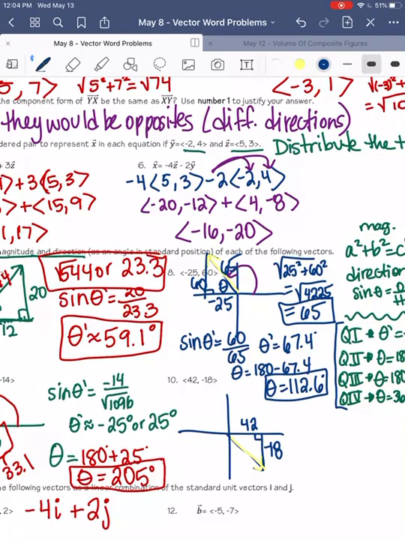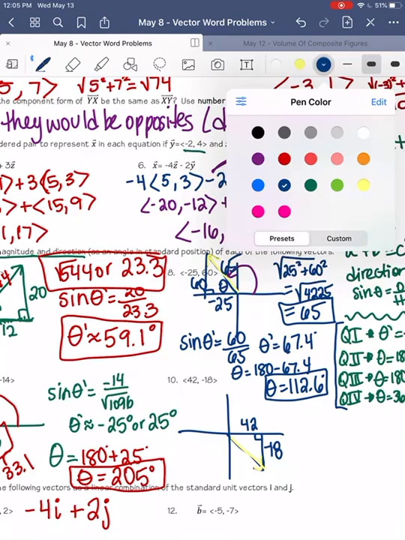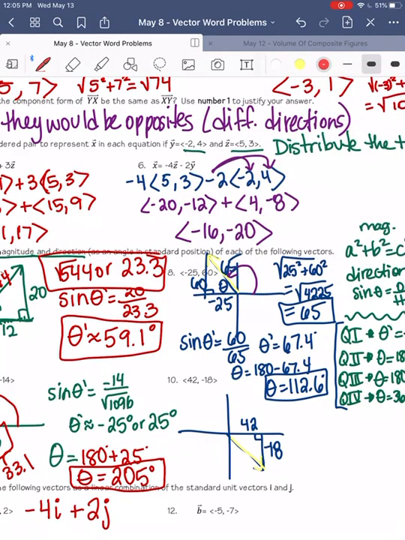All right, let's look at number 10. Number 10 should be in quadrant 4 because 42 is positive, 18 is negative. So your x is positive, your y is negative. Let's change colors here so it stands out a little bit. All right, so let's do Pythagorean theorem with 42 and 18. It's going to be a big number again. I'm going to make them a lot smaller on the quiz.